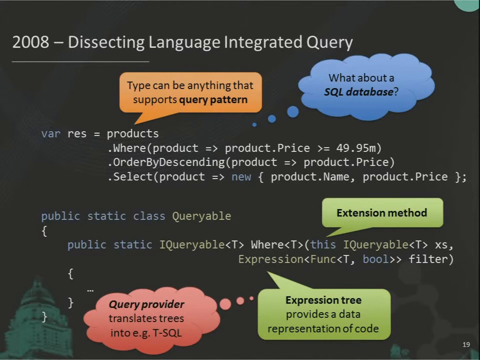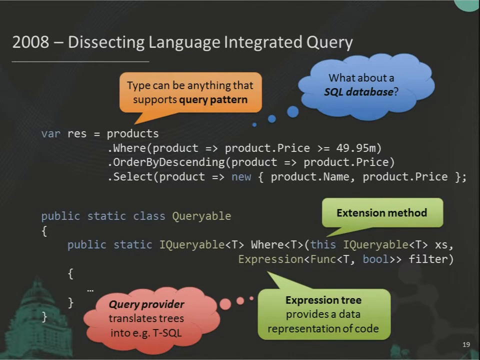Basically what it does is when you assign a lambda expression to that parameter, like say, for example, product goes to product.price is larger than 49.95, instead of generating IL code, the compiler generates a data structure that represents that entire piece of code as an abstract syntax tree. That now a library at runtime can look at, cross-compile, for example, into T-SQL or any query language, and send it off to a database.